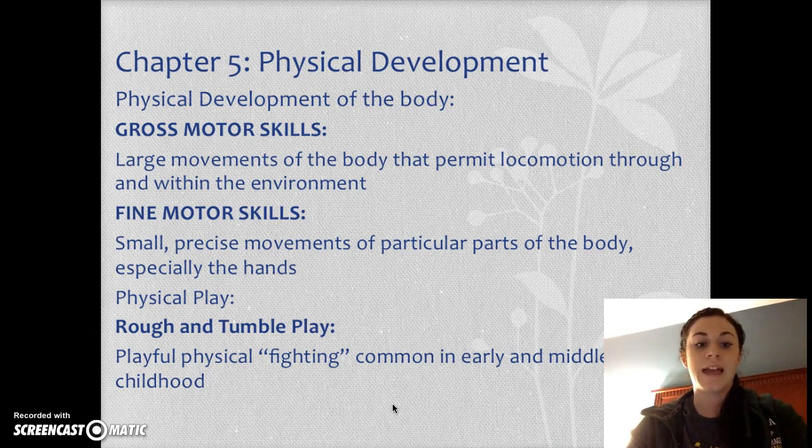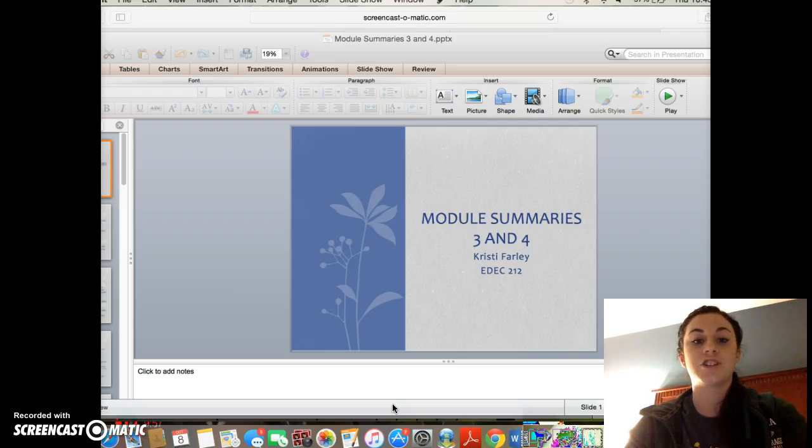And then about physical play, we have rough and tumble play, which is playful physical fighting. It is really common in early and middle childhood, and it's important for the development of children.